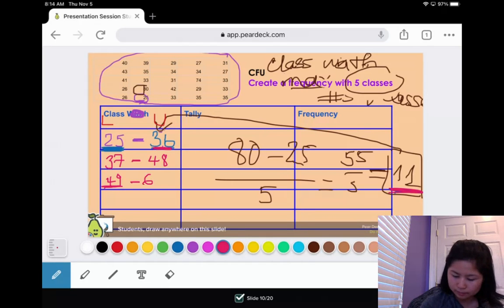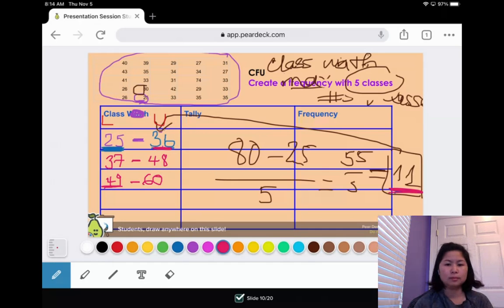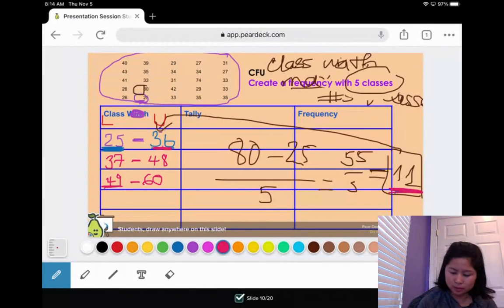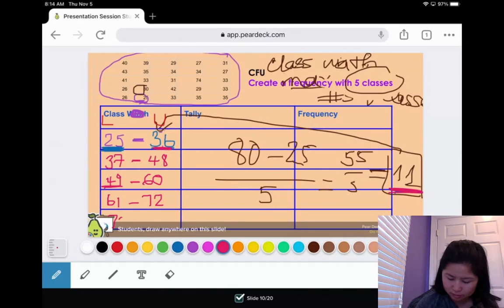Okay. And then I'll move on to the next one. Over here it's going to be 61. Good. Add 11, that gives you 72. And then I finish up my last class, which is 73. 73 plus 11, that gives me 84.